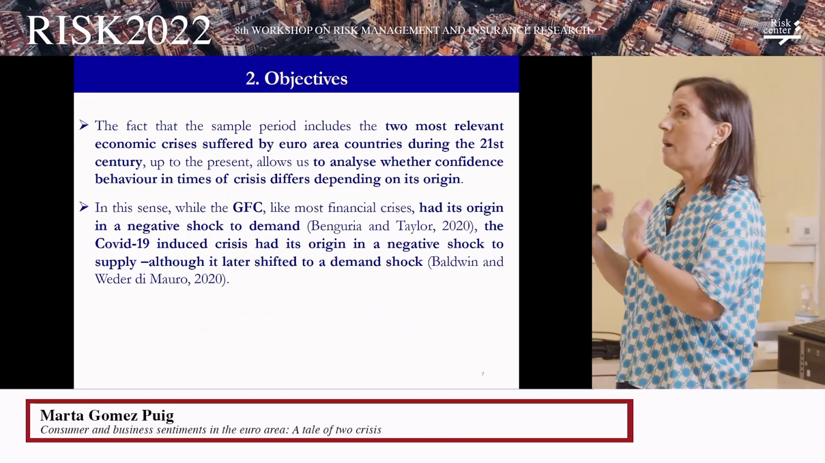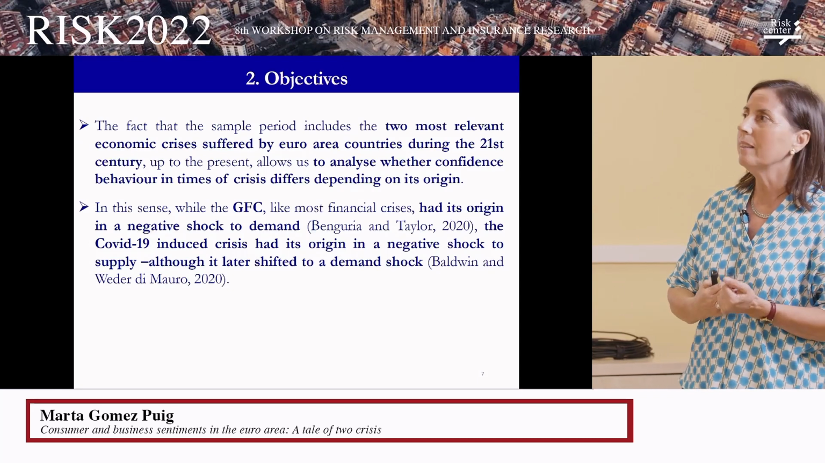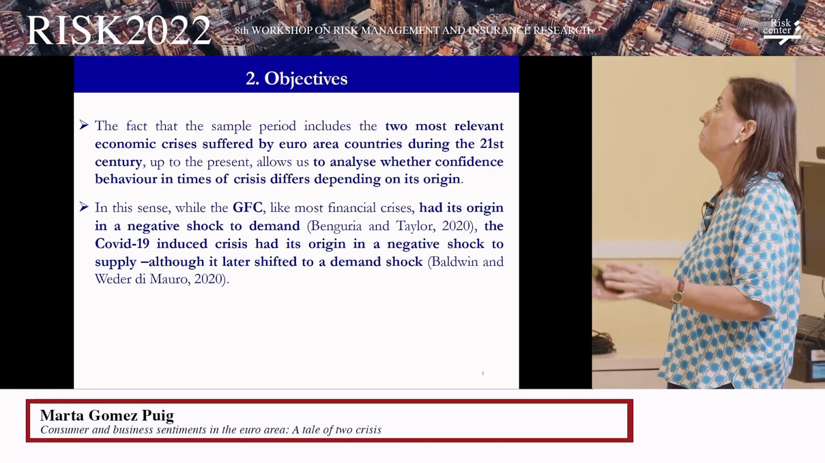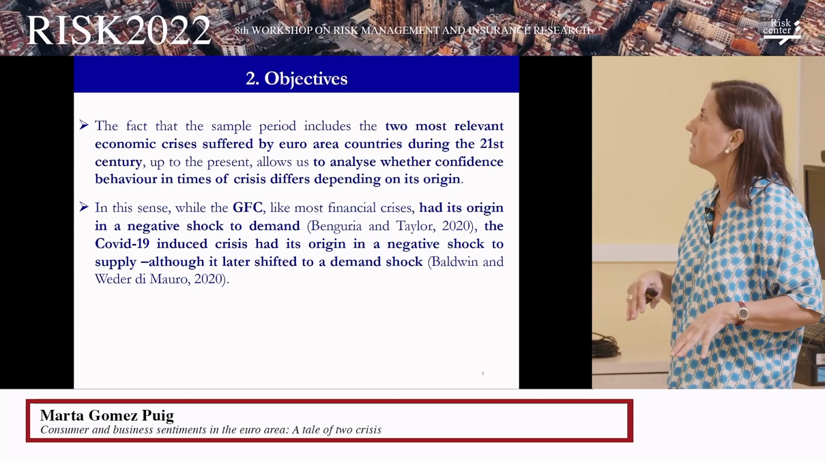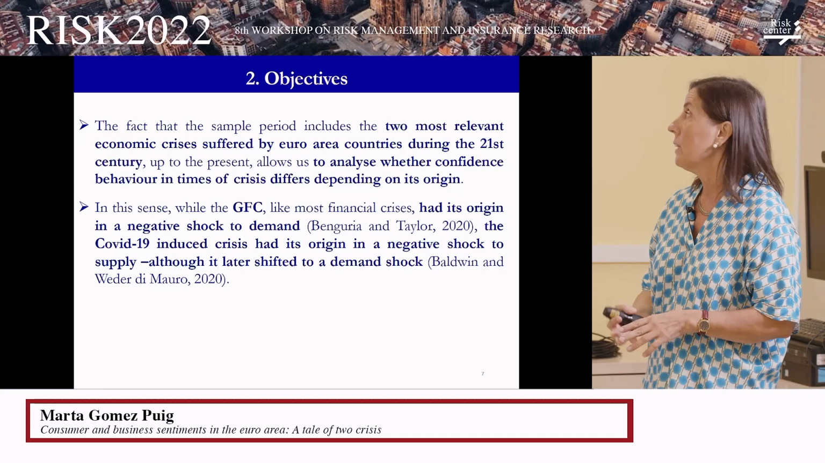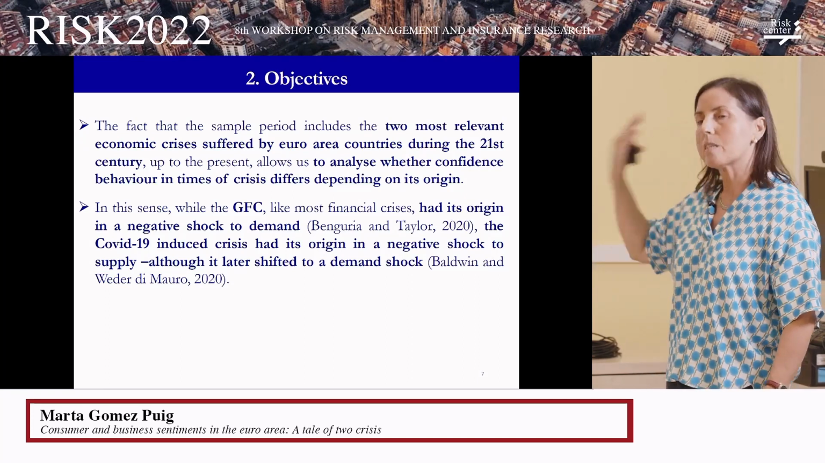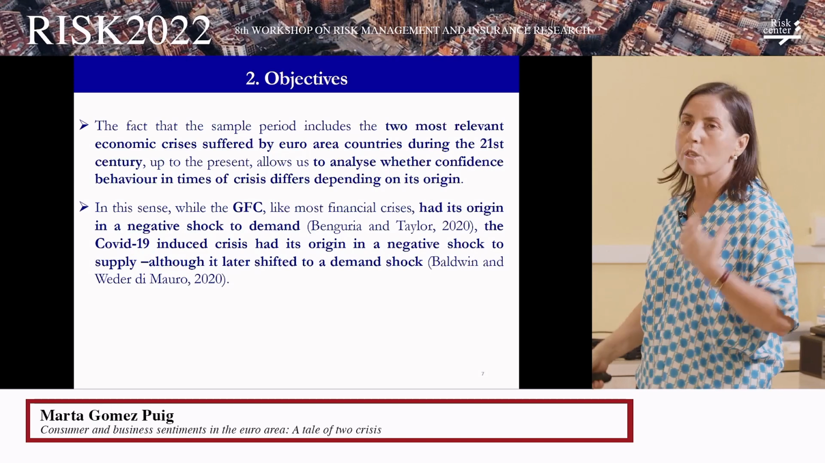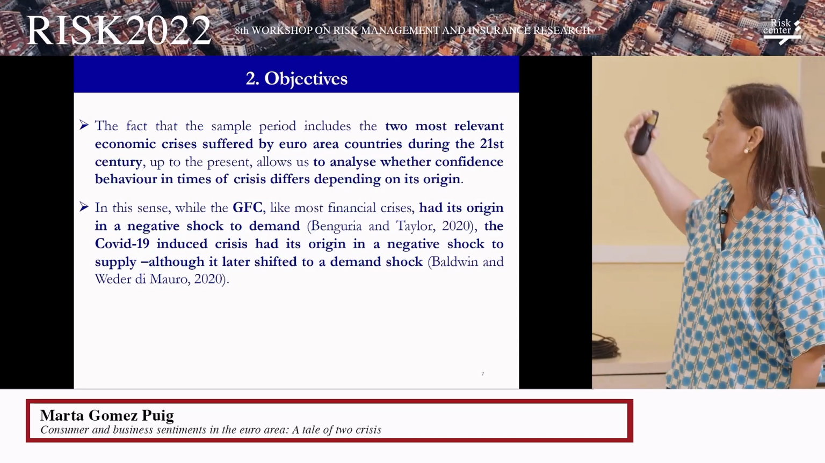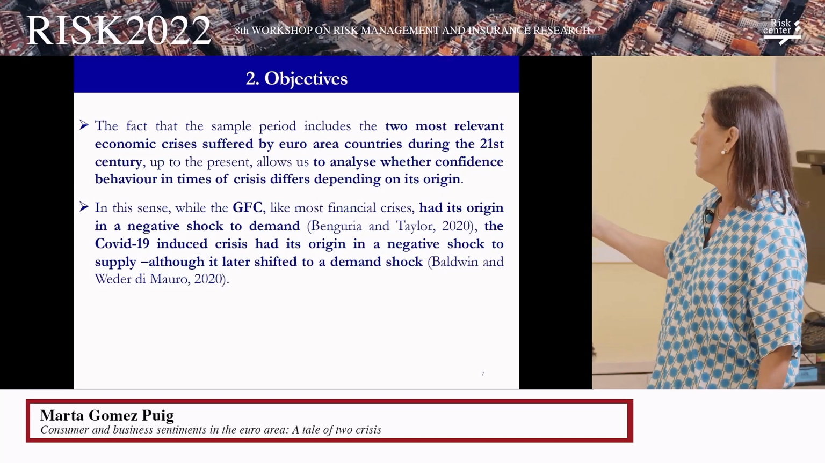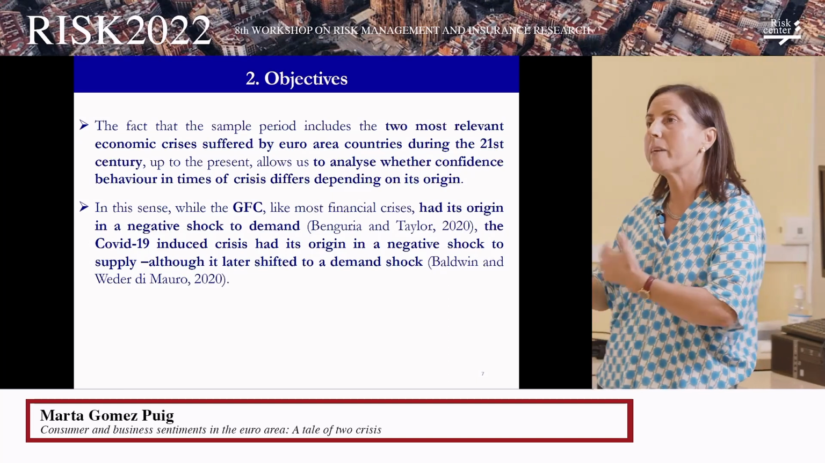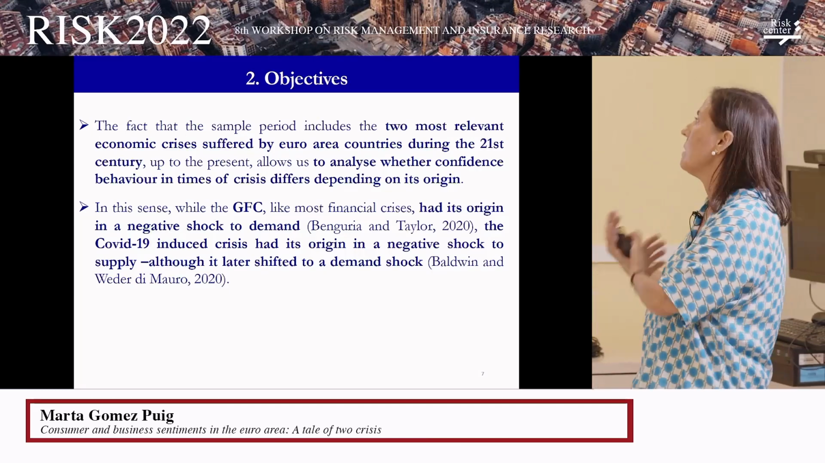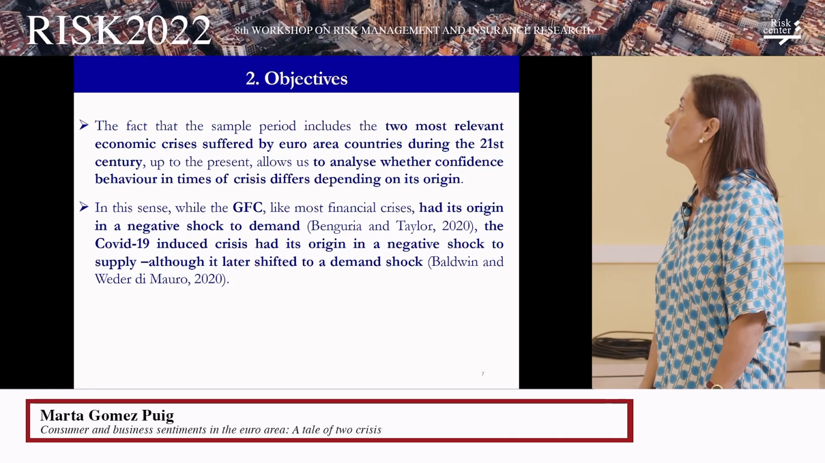And actually, the fact that the sample period goes from November 1987 up to February 2022 includes the two most relevant economic crises suffered by euro area countries during the 21st century up to the present, allows us to analyze whether confidence behavior in times of crisis differs depending on the origin of the crisis. And in this sense, according to the literature, while the global financial crisis, like most financial crises, had its origin in a negative shock to demand, see for instance the paper by Ben-Gurion and Taylor, 2020, the COVID-19 induced crisis is a combination of a supply and a demand shock. It had its origin first in a supply shock, but it very quickly shifted to a demand shock. See for instance Baldwin and Weder di Mauro, 2020.